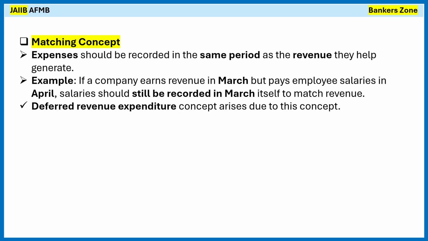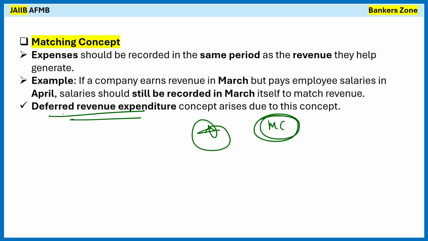So deferred revenue expenditure is due to the matching concept. This is very important from the exam point of view. They will ask you in the examination which concept deferred revenue expenditure arises from. It is due to the matching concept.